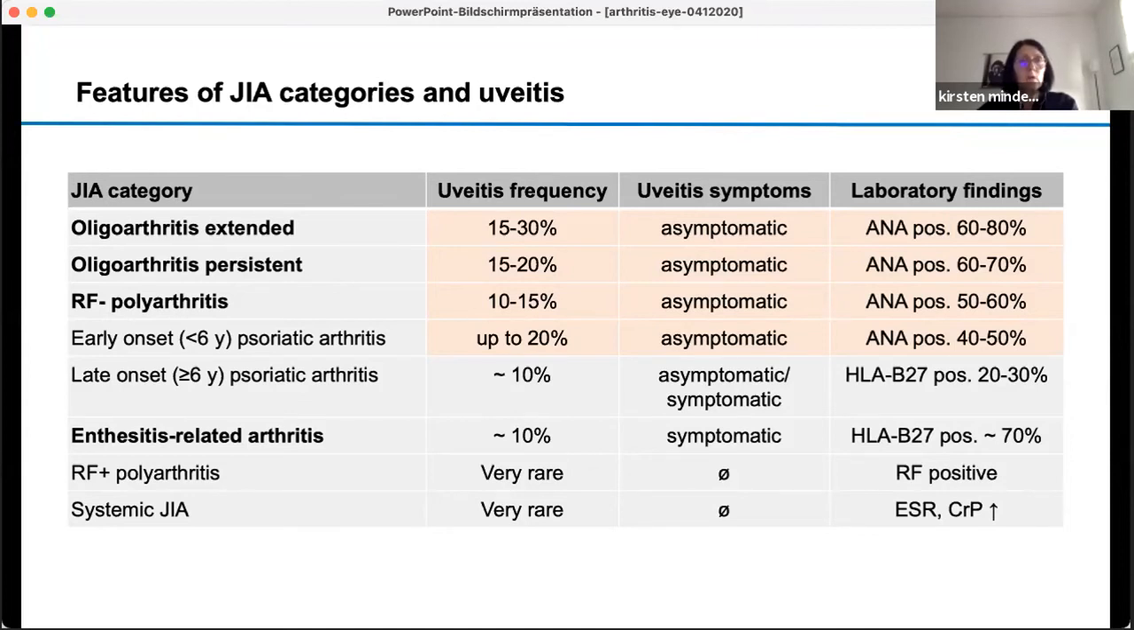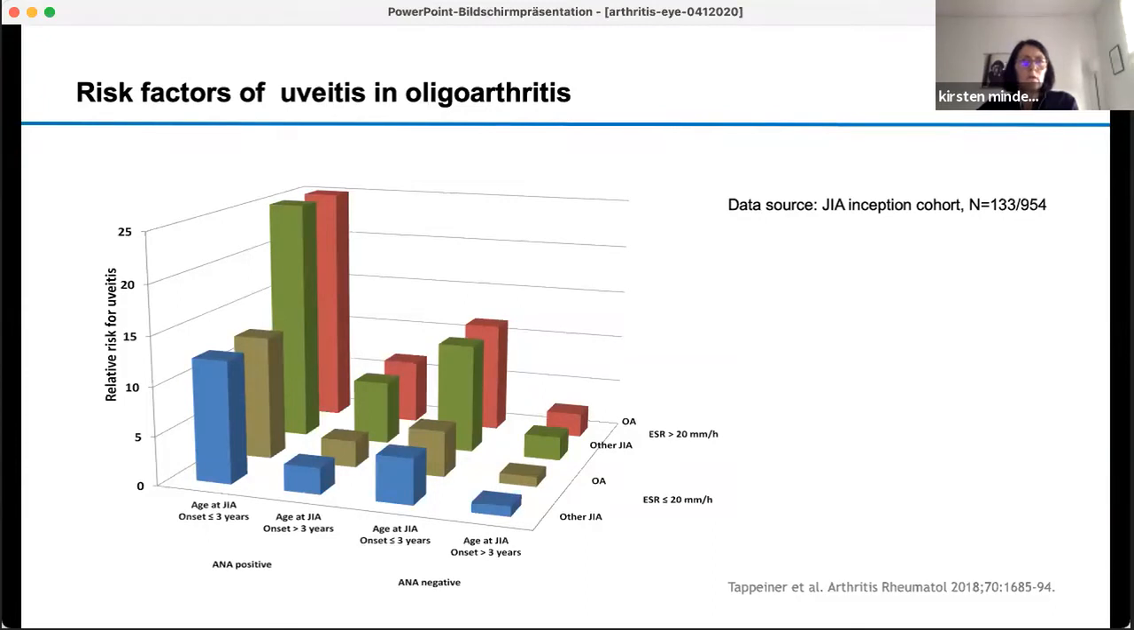And there are also categories in which we don't expect uveitis, and these are the patients with rheumatoid factor positive polyarthritis and systemic JRA. So we know patients with oligoarthritis have the highest risk of uveitis. However, these patients account for almost half of all new cases with JRA. So the question is, who gets uveitis in this large group? And recently, risk factors of uveitis could be identified and include the age at onset, ANA positivity, and an elevated ESR. And these factors together influence the risk, and this is illustrated here.